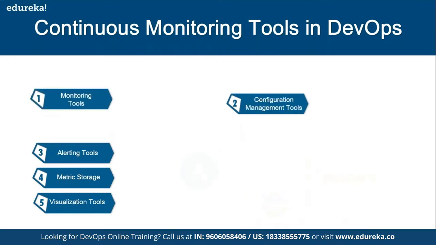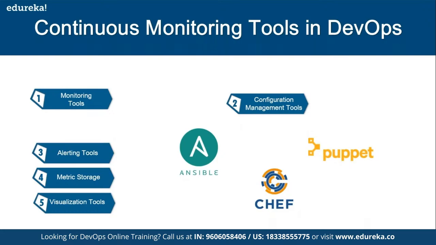The next one on the list is DevOps configuration management tools. Configuration management tools allow you to automate the provisioning and deployment of systems, enforce desired configurations, and remediate configuration drift by modeling your infrastructure as code. You can apply software delivery practices like version control, automated testing, and continuous delivery to infrastructure and applications, of course. Some of the tools are Ansible, Chef, Puppet.